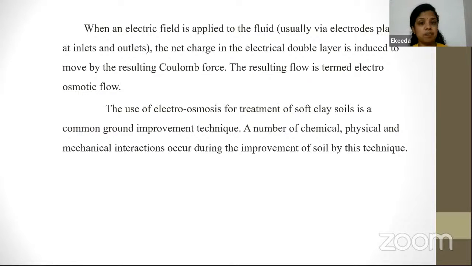When an electric field is applied to the fluid, usually with electrodes placed at inlet and outlet, the net charge in the electrical double layer is induced to move by the resulting Coulomb's force. The resulting flow is termed electroosmotic flow. The use of electroosmosis for treatment of soft clay is a common ground improvement technique. So this method is mainly used in clay. A number of chemical, physical, and mechanical interactions occur during the improvement of soil by this technique.